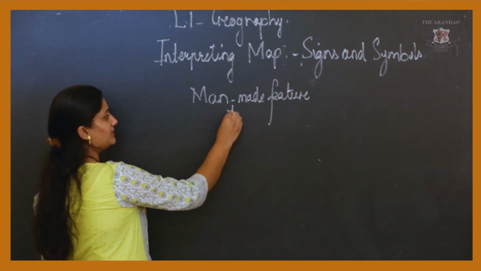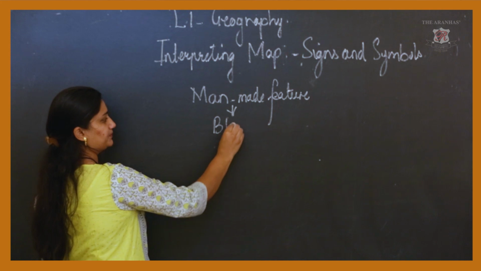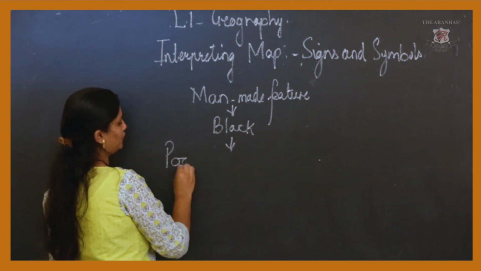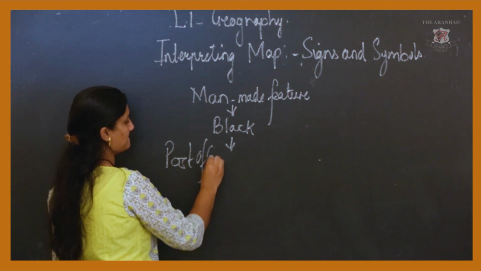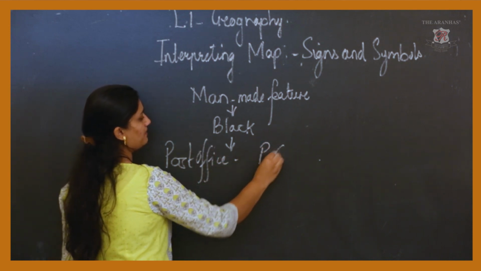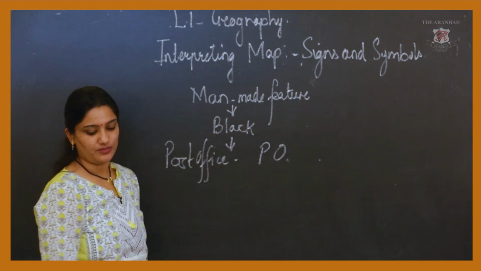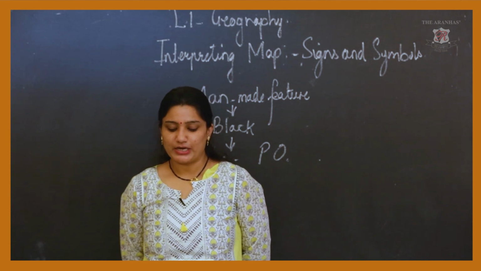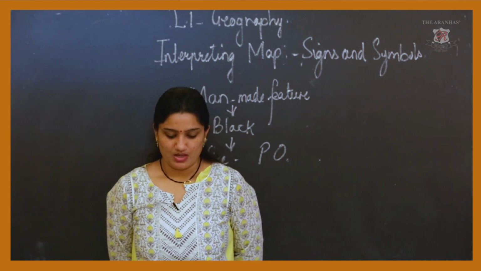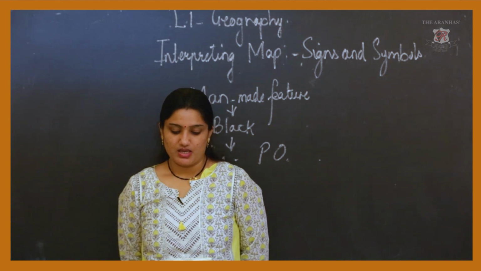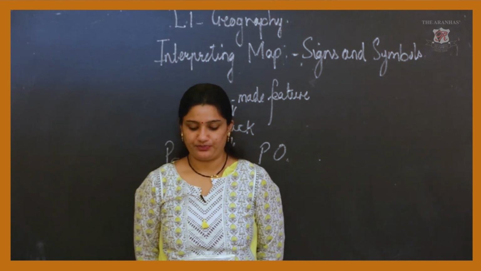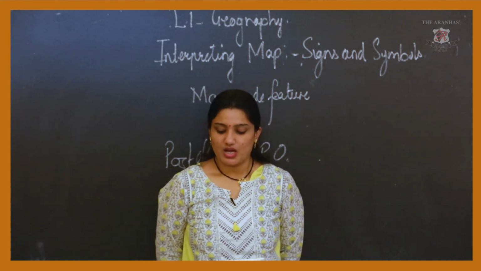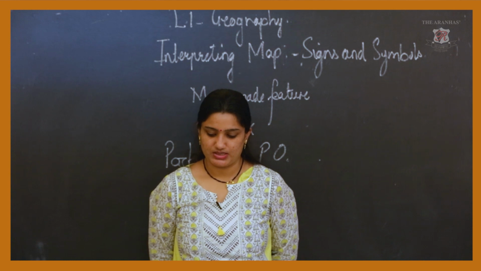They are colored with black. For example, post office, symbol PO. Telegraph, TO, post and telegraph office, PTO, police station, PS, dark bungalow, DB, inspection bungalow, IB, rest house, RH, circuit house, CH.